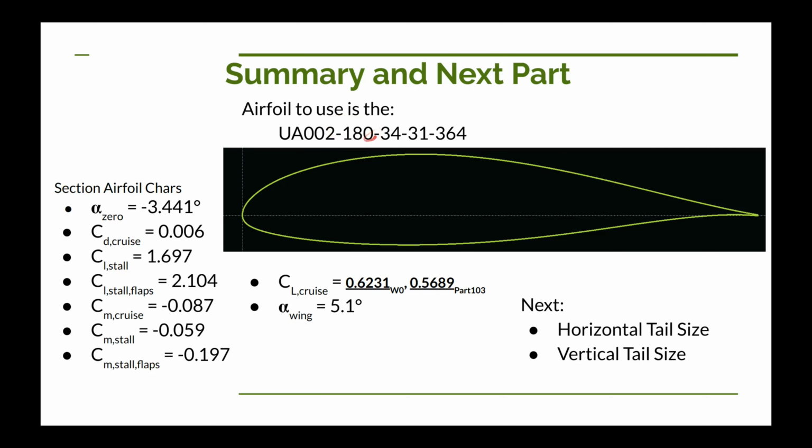This 180 means that the thickness of the airfoil is 18% of the chord. This number here, this 3,4, means that that maximum thickness is 30% of the chord back from the leading edge. This 31 means the camber of this airfoil is 3.1, and then the location of that maximum camber is 36.4% back from the leading edge. So that's how that numbering mechanism comes up.